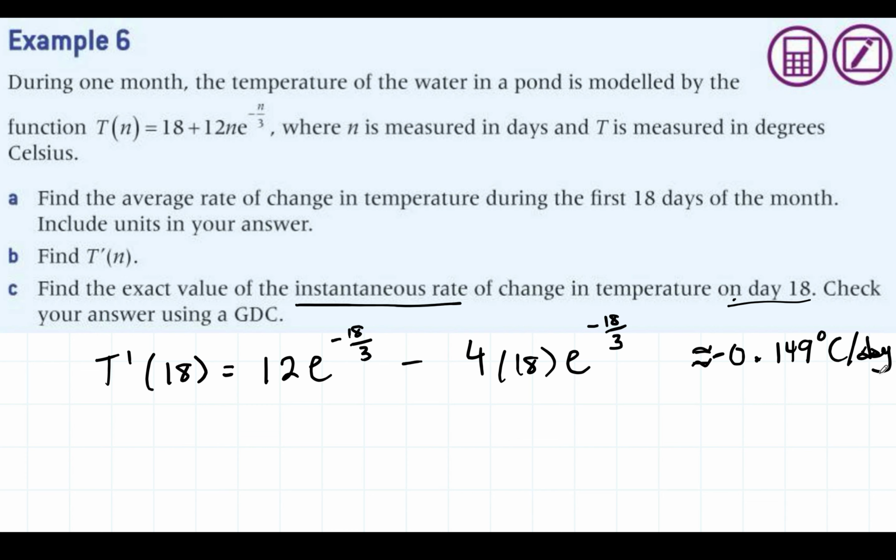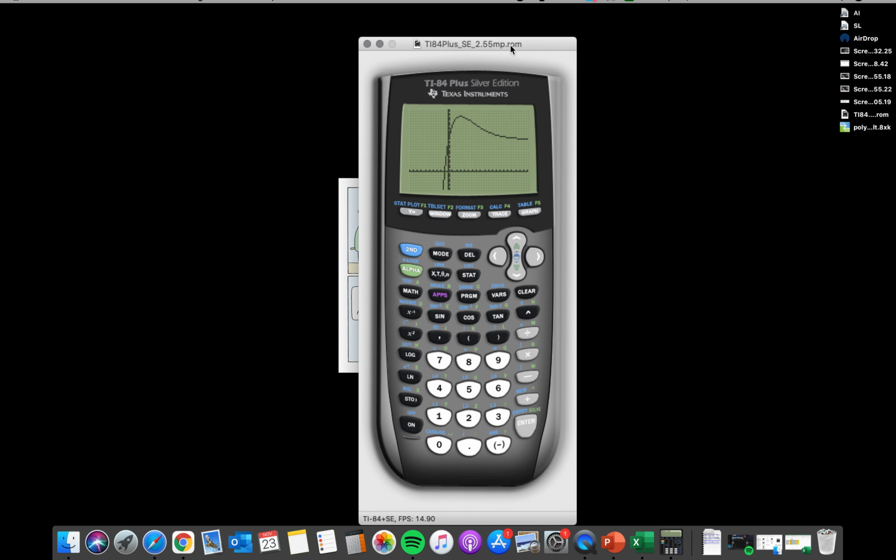It's the same thing for gradients that you're doing per day, because you're taking the rate of change of the temperature with respect to days. Once you do that, you're taking this unit with respect to days, and that will be the unit. Now, check your answer with the GDC. So if I go to the GDC, I've graphed it already. I could go to second, calculate, and I could go to dy by dx, and I want the rate of change at 18, exact rate of change, and that's going to give me a negative 0.148.